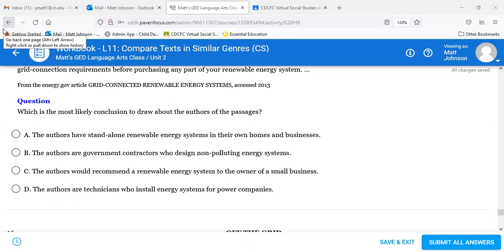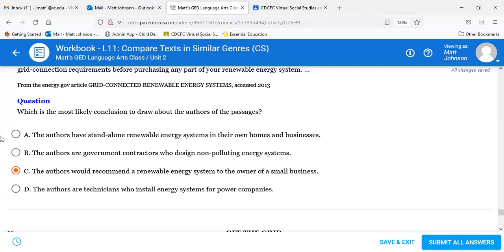Is it A? No, it's C. So they would definitely recommend that to a small business owner. The other ones, yeah, they don't mention their own homes, whether or not that would also be somewhat anecdotal. B, the authors are government contractors. I mean, they're writing on a government website, but we don't really know who they're employed by or anything else. And we don't even have their names. So we can't say that for sure.